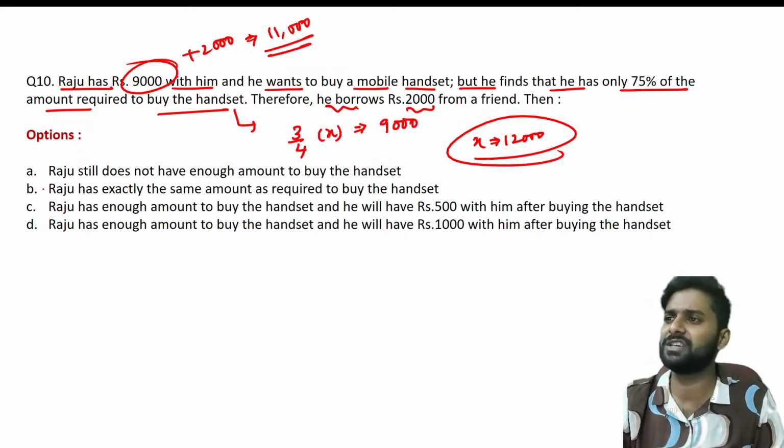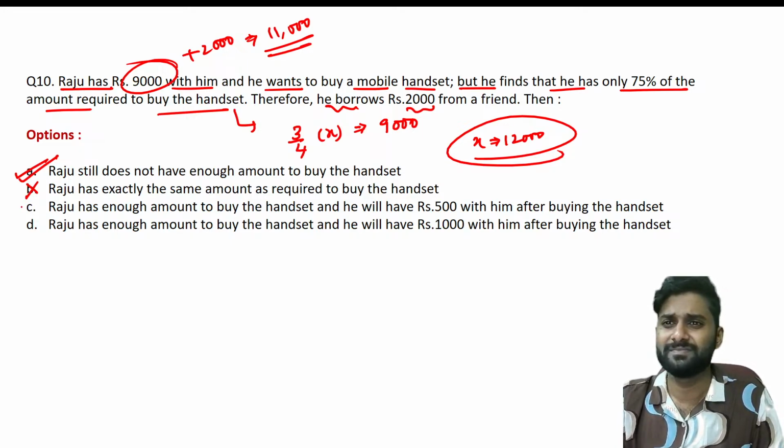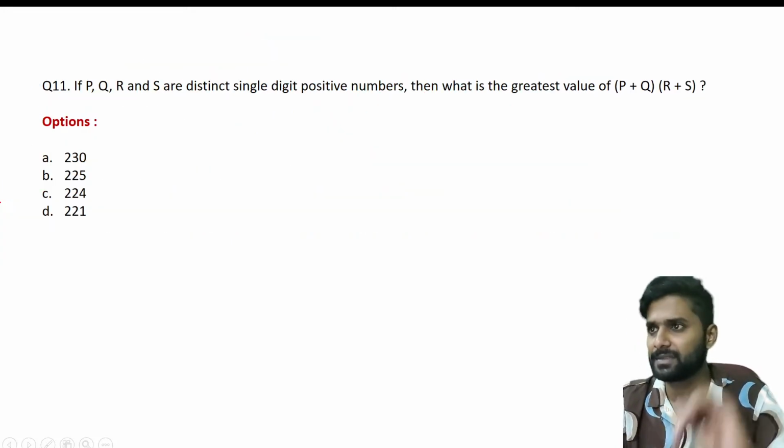Now just go through the options here. Raju still does not have enough money to buy the handset. Yes, it's a suitable option. Raju has exactly the same amount required to buy the handset. Is it not possible? C and D are not at all possible. Here the suitable answer is A. Next.